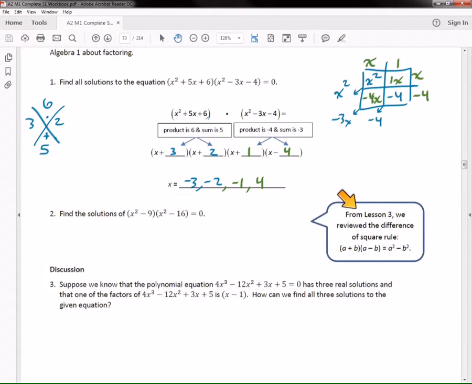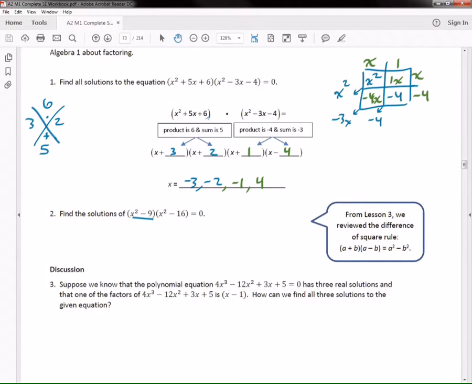Did you read it? From lesson 3, we reviewed the difference of squares rule. If you have a difference, you see that minus sign? That means difference. And you see that a squared and that b squared? Those are two perfect squares. So if you have a difference of squares, then you can factor it like this. So it's like a template. So you would write it like this.